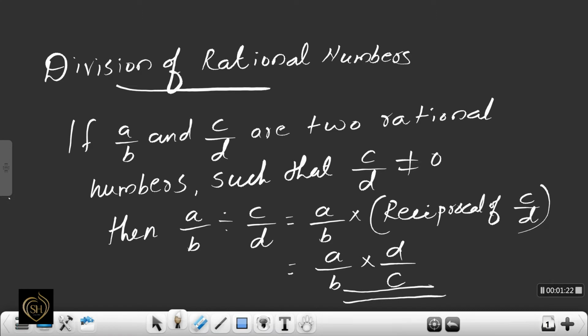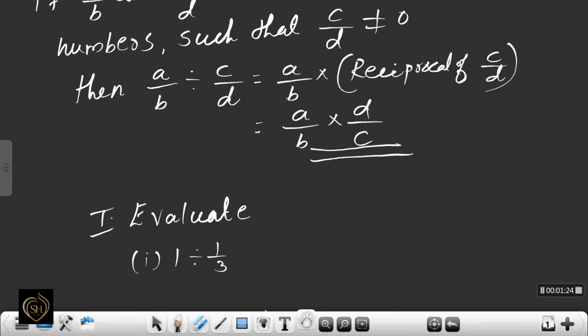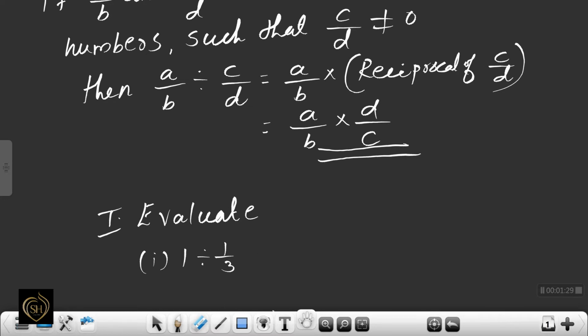Let's start our exercise problem. Evaluate question number 1. We already studied that when a number is divided by another number, that is the same as the number multiplied by the reciprocal of the rational number. Here we can see that cancellation is possible. When a number is divided by 1, we get the quotient as that number.